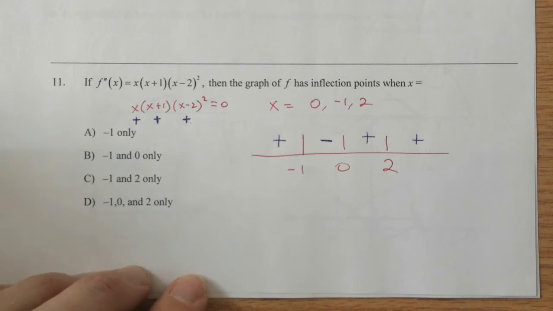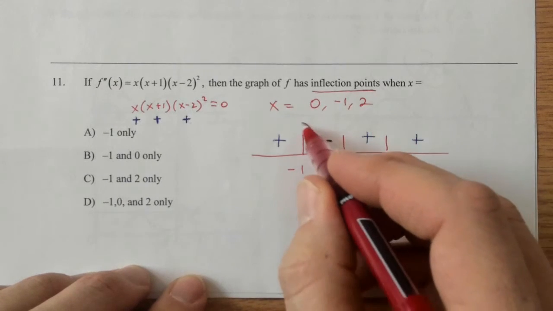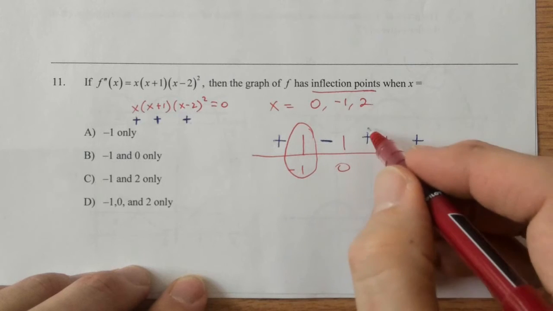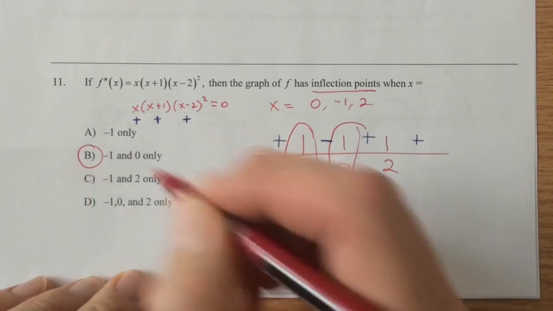So a point of inflection will occur when the second derivative changes sign. Changes sign from positive to negative here. Changes sign from negative to positive here. Negative 1 and 0 only, not 2.